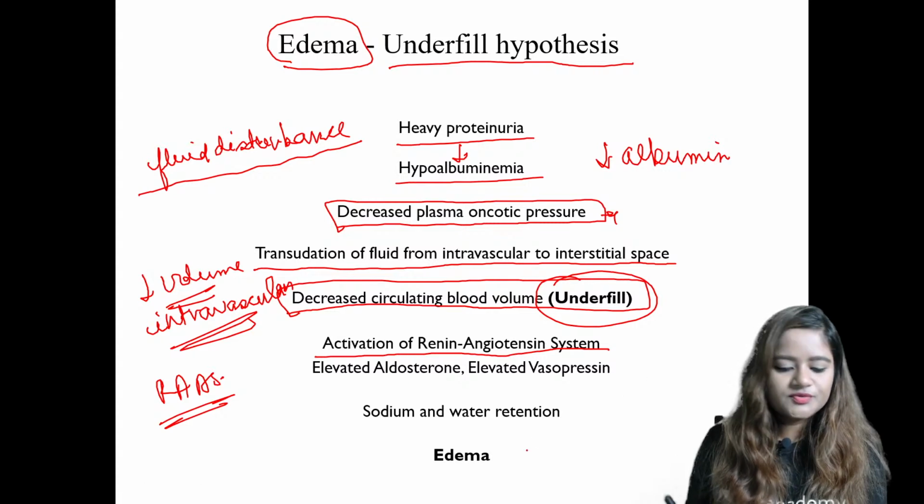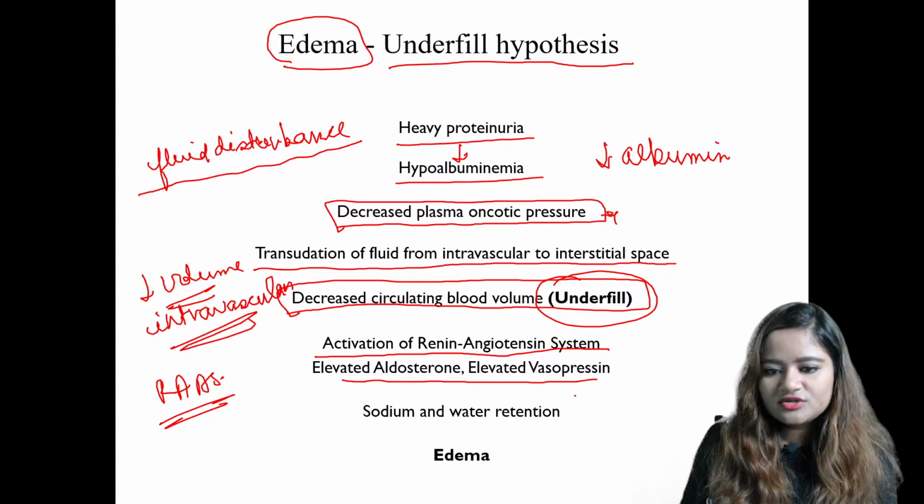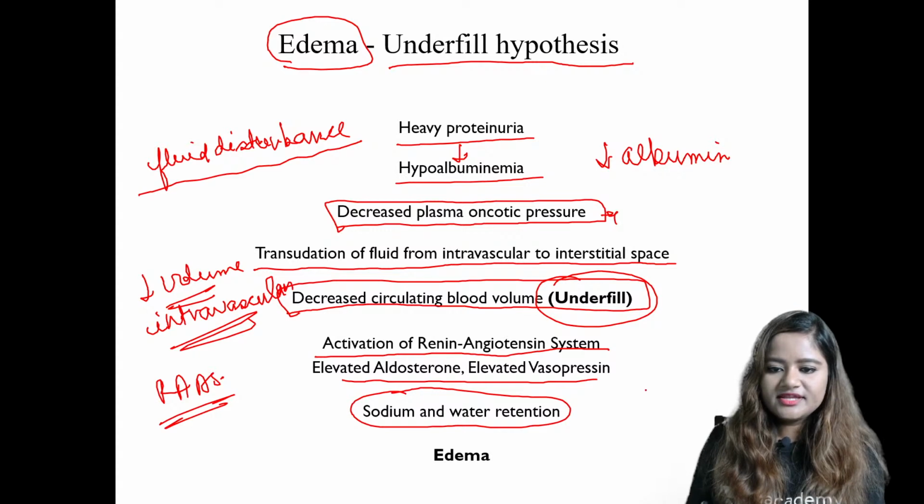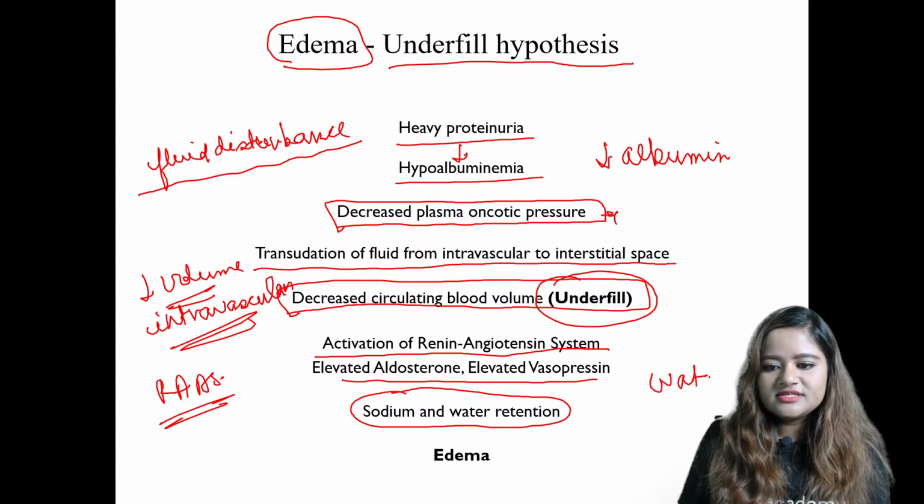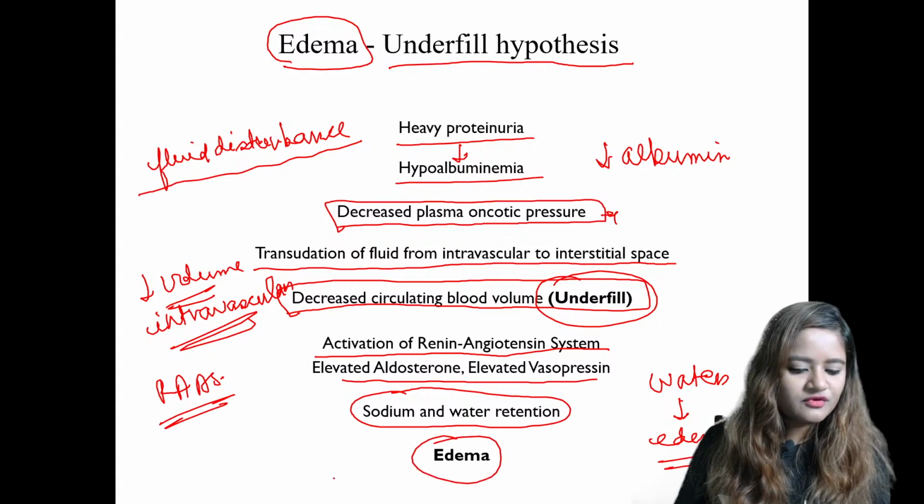जैसे ही active होगा, what is going to happen as the immediate reaction? It is going to lead to increased aldosterone and increased vasopressin that will go and cause the sodium and water retention. So once the water is retained in our body, what will happen? It will lead to edema. So that is the cause of edema that occurs in your nephrotic syndrome.